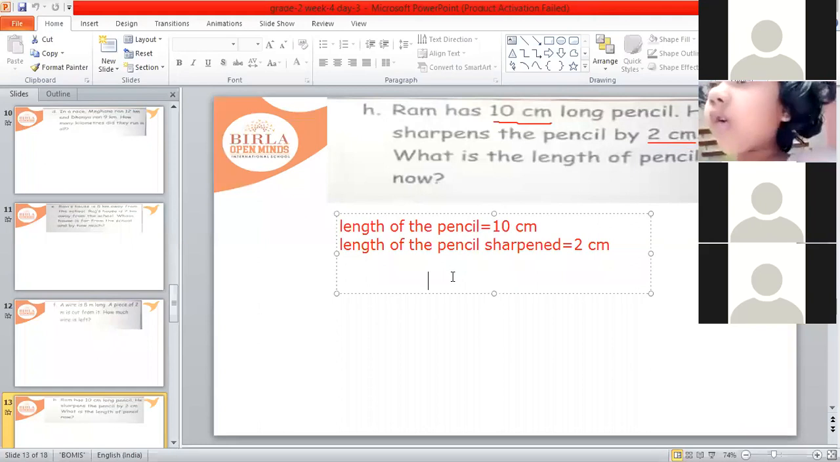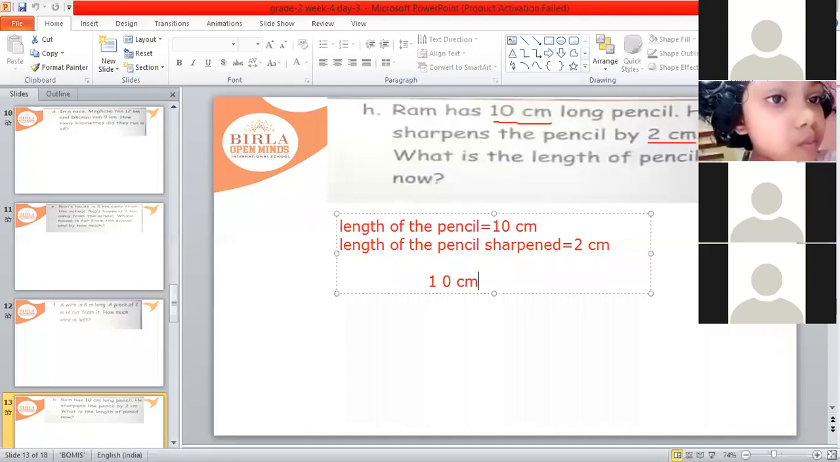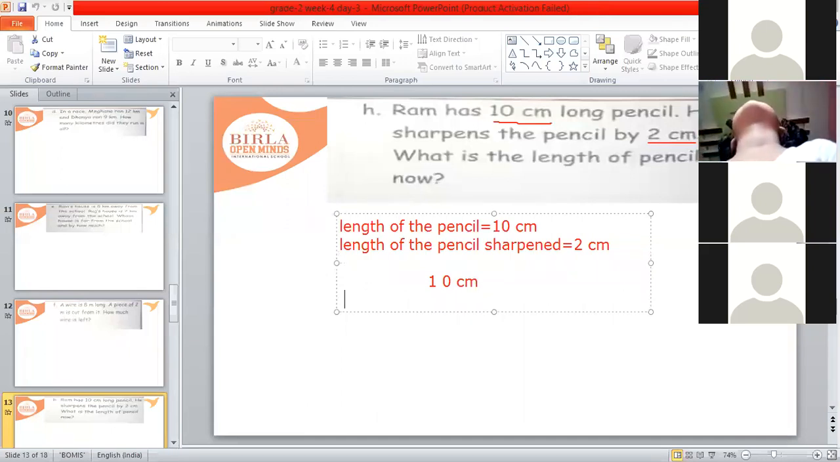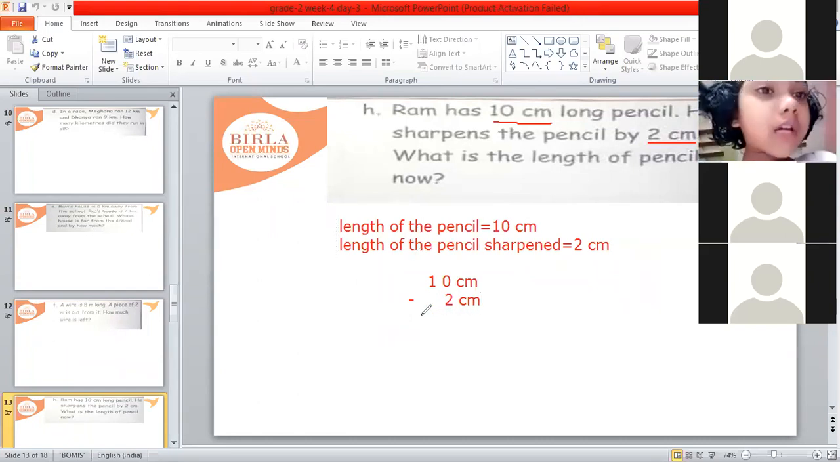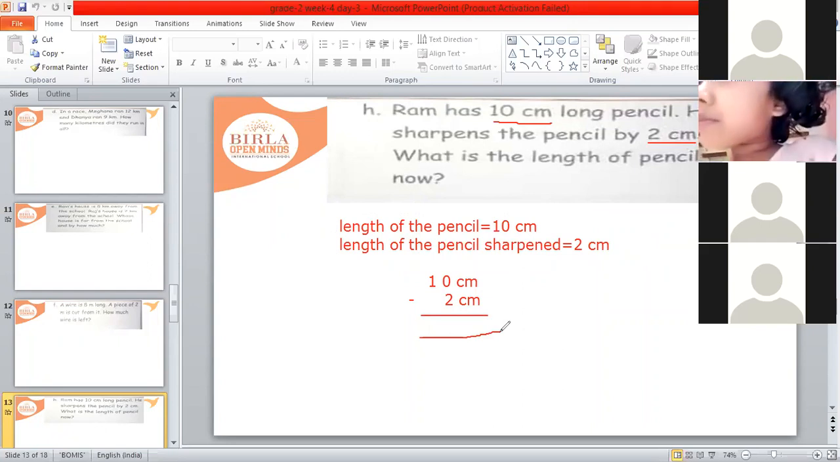So what we'll do, first we'll write 10. And remember this thing, children. 1 you will write in one box, and then in next box you will write 0. All right. Yesterday I've told you how to write. Yes, children, come on. Tanishka, write fast. And this centimeter you all will write in another box. Come on, children, write fast.